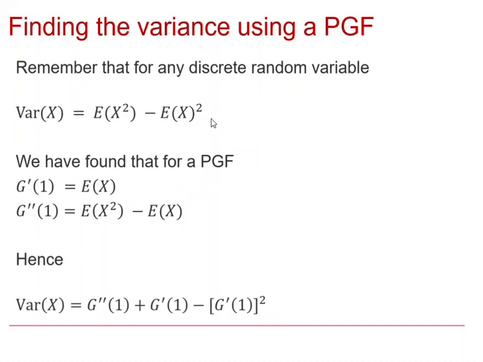Remember that for any discrete random variable, this is the expression for the variance, and we have these two results here from differentiating the generating function once and twice and substituting t equals 1. We know that G'(1) equals the expected value of x, and G''(1), the second derivative with t equals 1, gives me E(X squared) minus E(X), the mean.